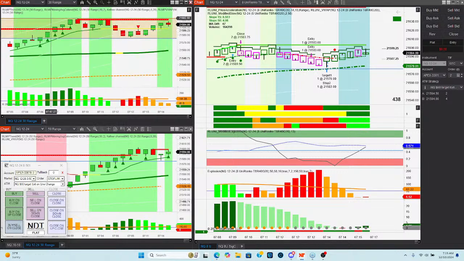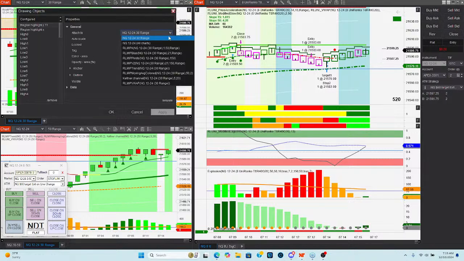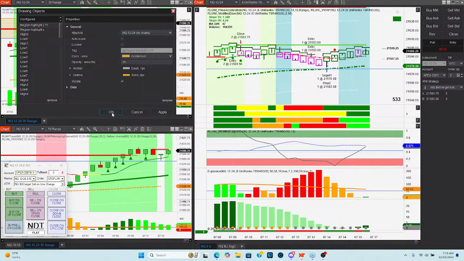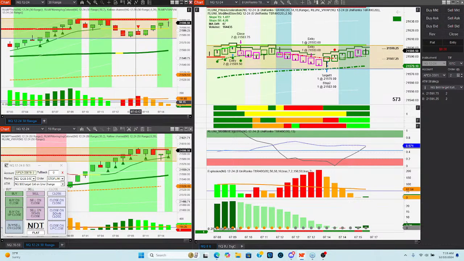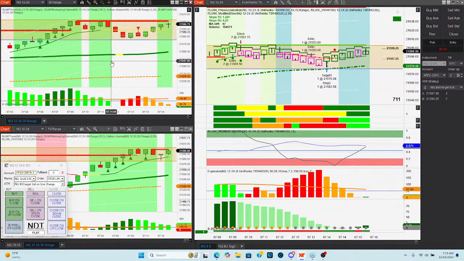Nope, didn't do it. Messed up. Properties, all charts. Now that tells me don't try to take any trades until I'm outside the box. And when you do it on a 50 range, I think it has a lot of help. I've never really done one on the 30 range.